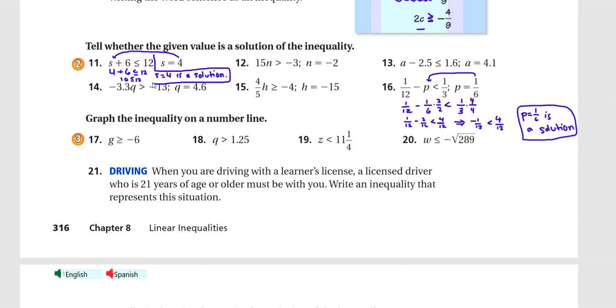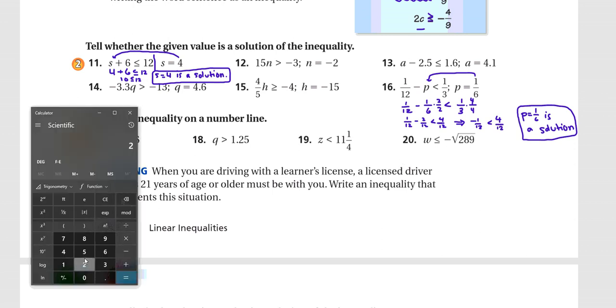All right, for 17 through 20, you have to graph on a number line. Let's look at number 20. So this one, the square root of 289. Let's see if we can actually evaluate the square root of 289. And it is 17, perfect. 289 is a perfect square. So this is, W is less than or equal to negative 17.